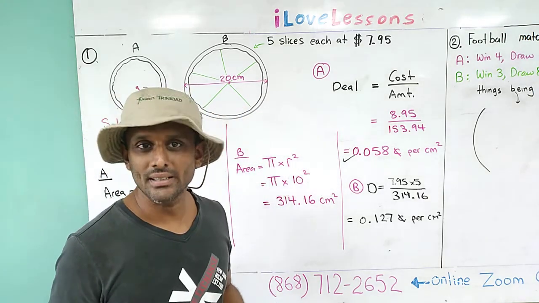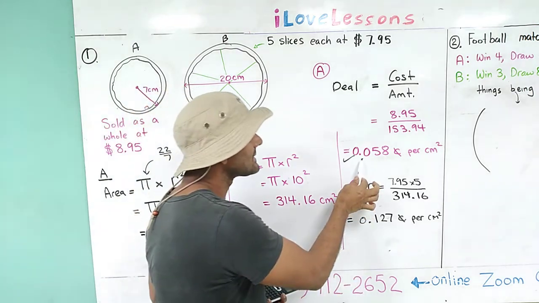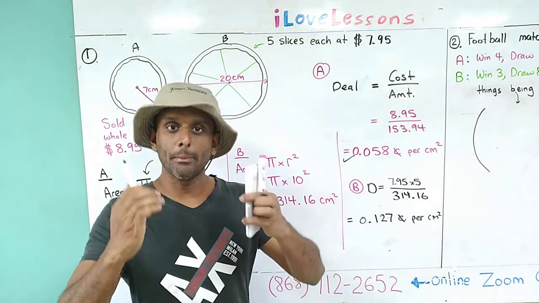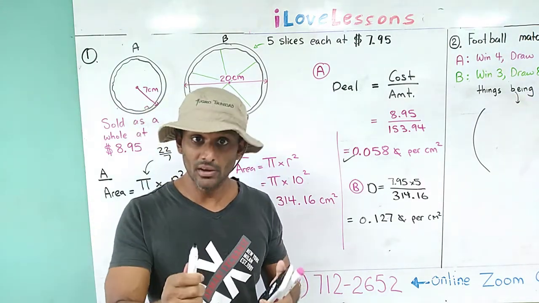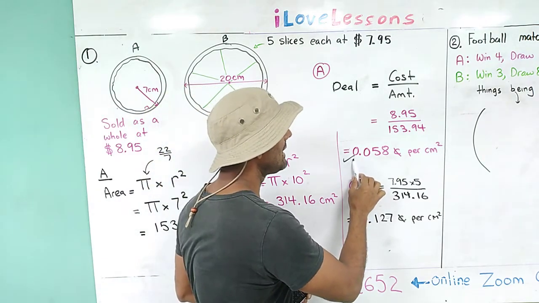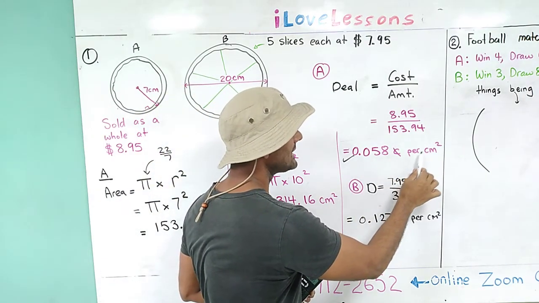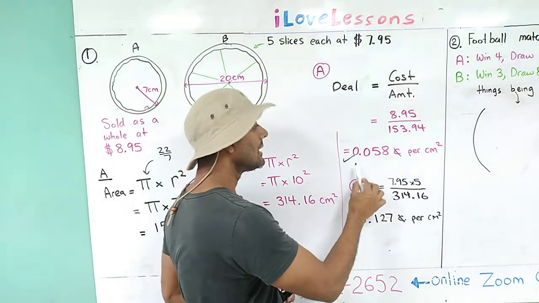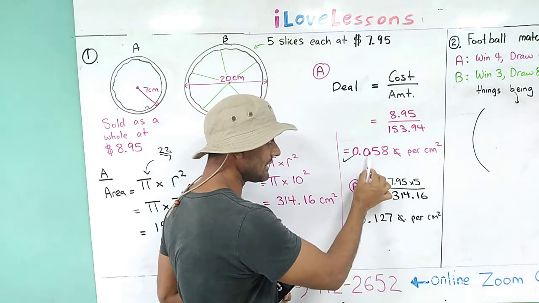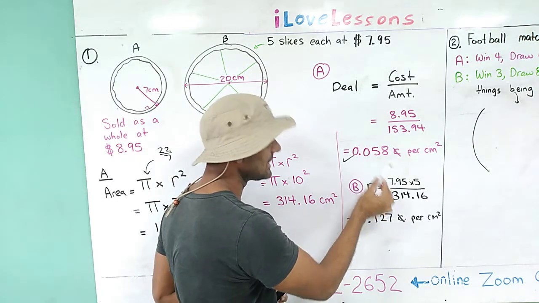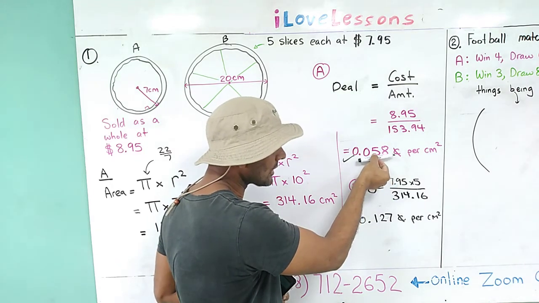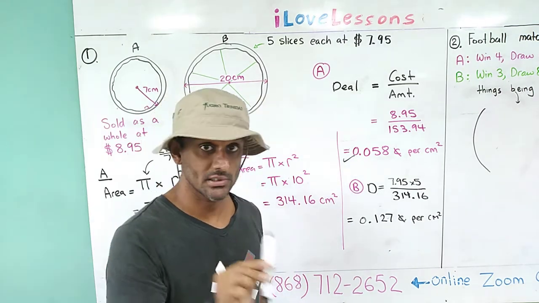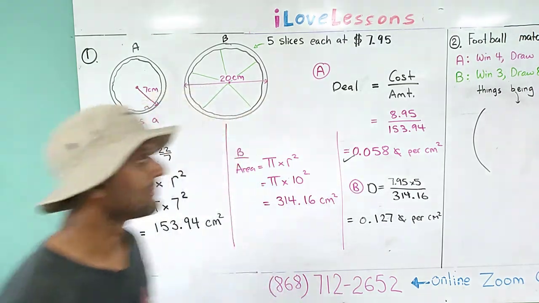Okay? And you just have to write a sentence for the examiner. So you might have to rewind the video. A is the better deal because you are paying less for every centimeter squared. Per means every, or for one. And once you have the two answers, and were able to show the calculations that the cost of this one is less than this one, then you write the sentence that I just said.